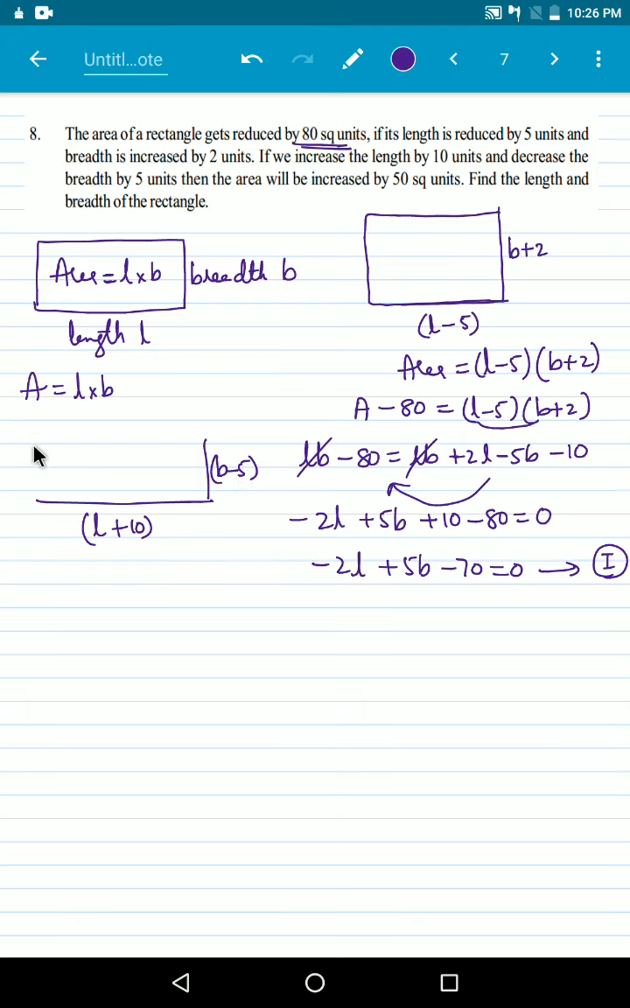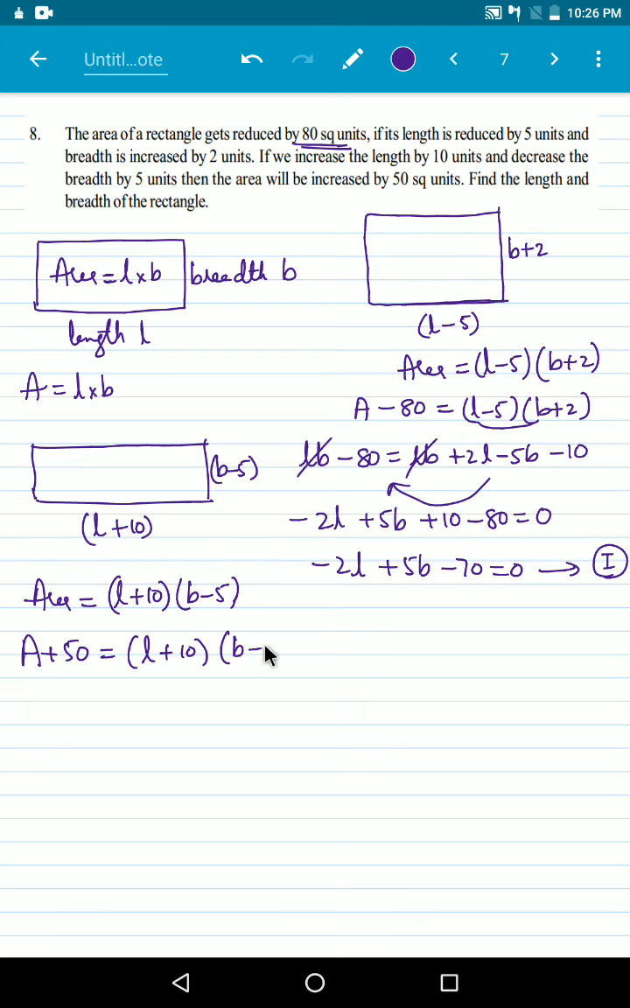Okay, so let us say this is our rectangular plot. Now the area will be increased by 50 square units, as given. Now the area of this rectangular plot will be L plus 10 multiplied by B minus 5. But what is happening to the area? It is increased by 50 units. So originally the area was A. Now it is increased by 50. That means it will become A plus 50.